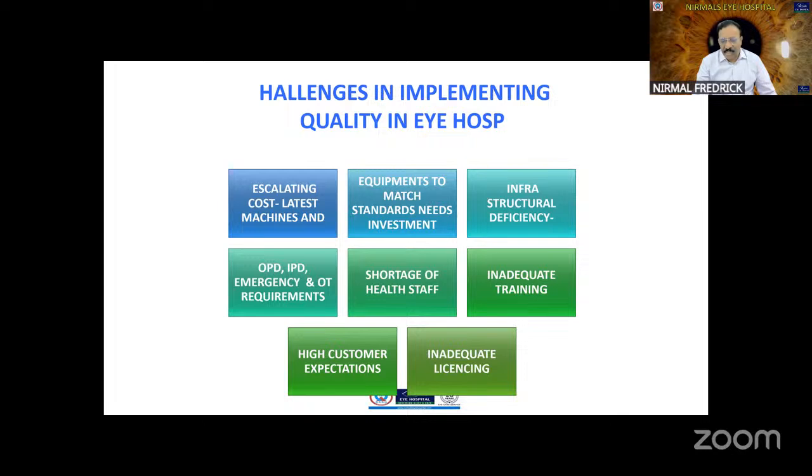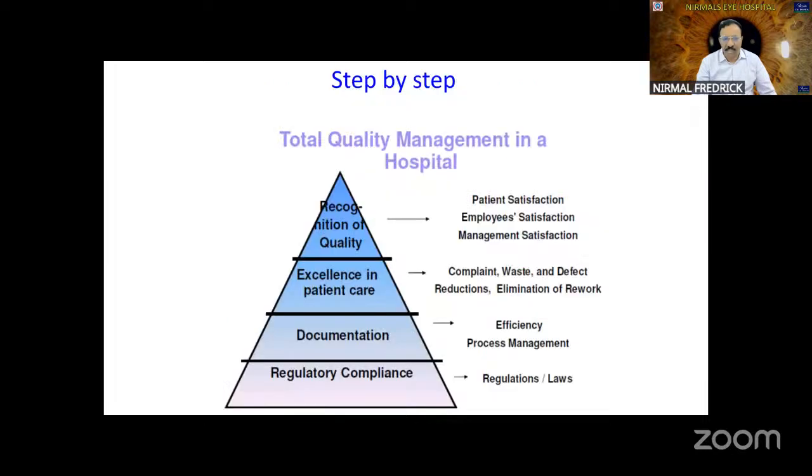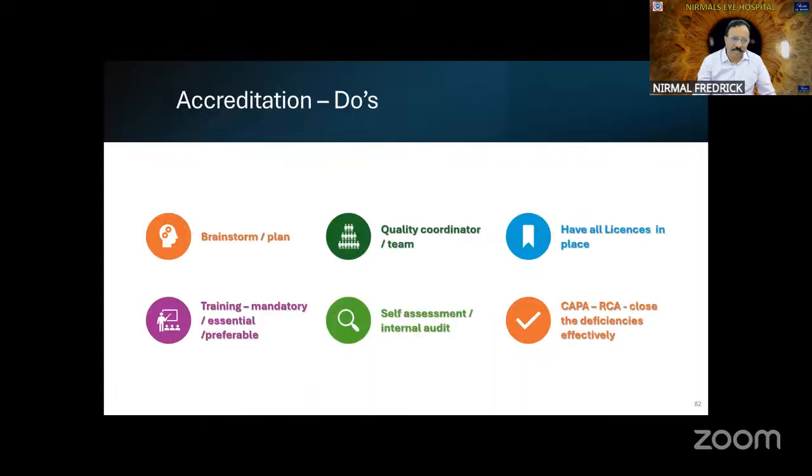And licensing is another important aspect. You have to fulfill the basic licensing requirements for NABH. So step by step, all these things have to be integrated. Basically, the do's: we need to have a plan. You need to have a quality coordinator and a good team, and have all the important licenses in place.